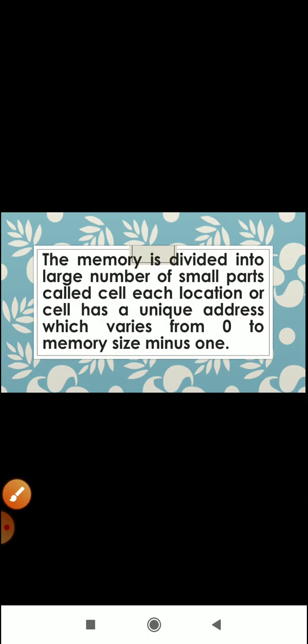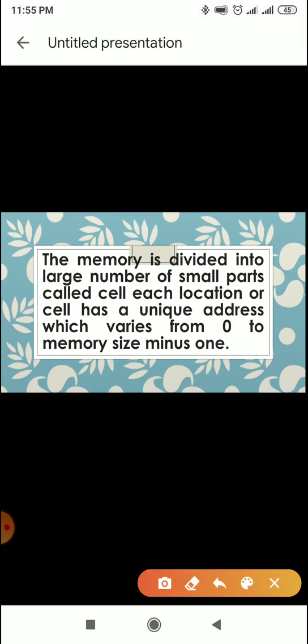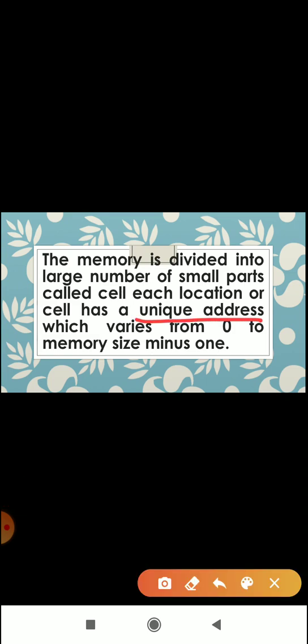The memory is divided into a large number of small parts called cells. Each location or cell has a unique address which varies from 0 to memory size minus 1.